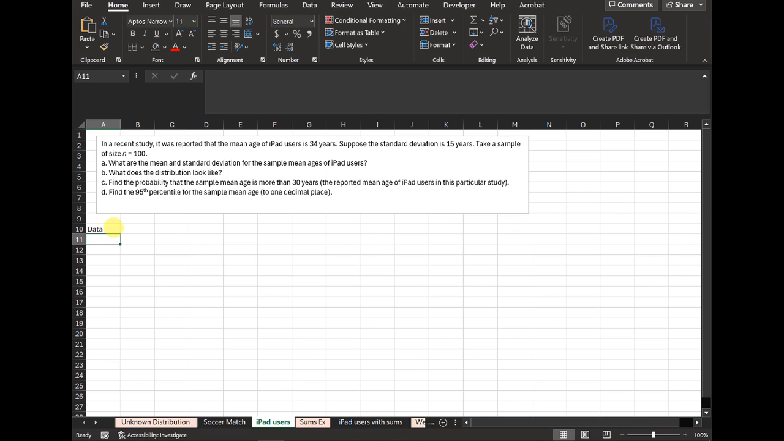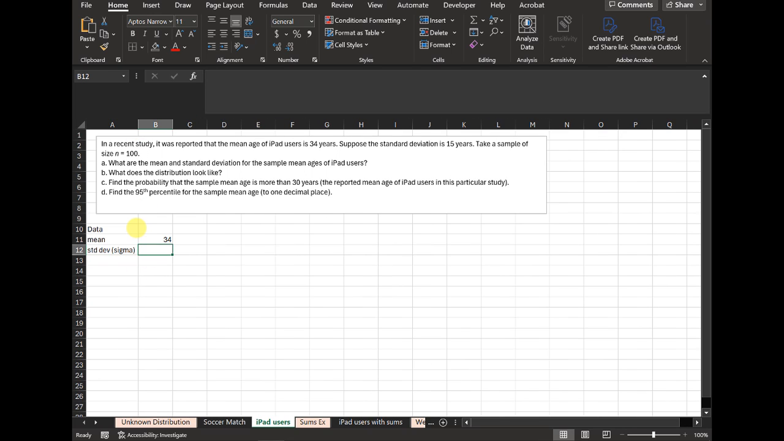We have the data that we've been given. So I have my mean, which was 34 years. I have my standard deviation, which in this case is sigma. So that's kind of an important thing to note. So I'll expand this. So my sigma is 15 years, and then my n is 100. So it's a good thing for you to start noticing whether you've been given sigma or a sample standard deviation, which would be S. Just try to pay attention to that because it will start to matter as we move into future chapters.